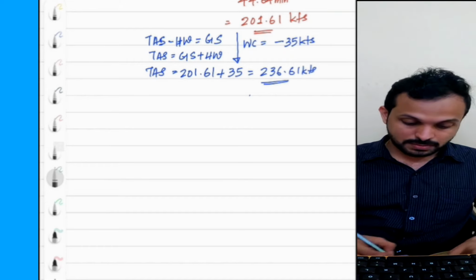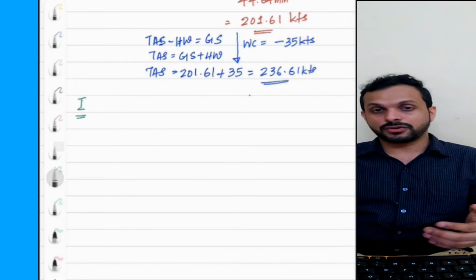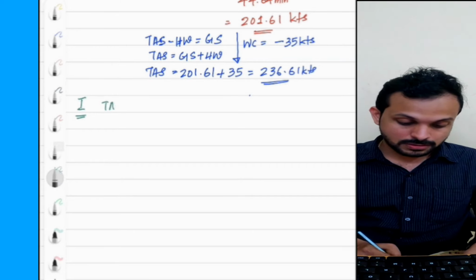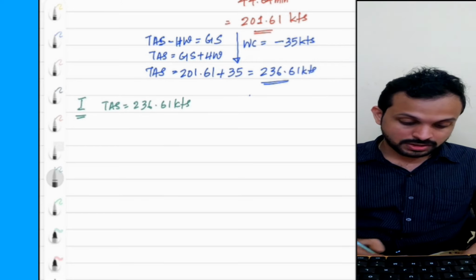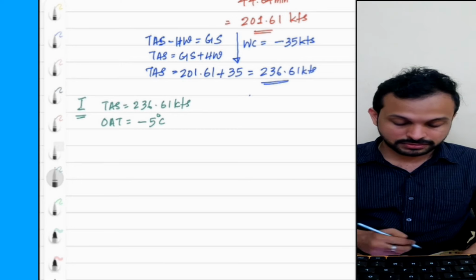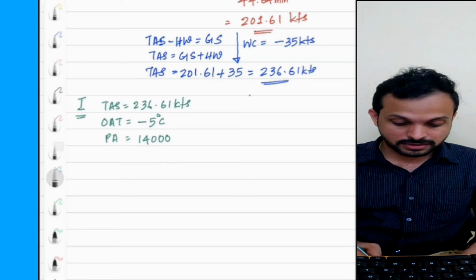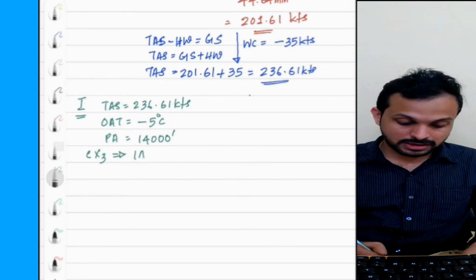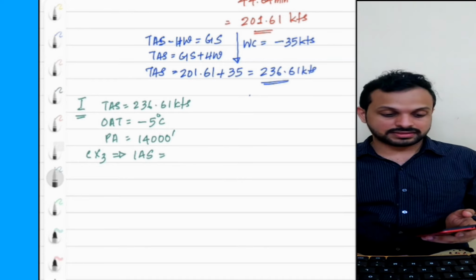Let's see that. So method number one is the normal method. We're just going exactly the way we came in, all the way in the reverse direction, where we have a TAS of 236.61 knots. We have an outside air temperature of minus 5 degrees Celsius, and a pressure altitude of 14,000 feet. Using your CX3 airspeed tab, you can find out the indicated airspeed. What you'll be getting is a calibrated airspeed. As I've told you, you can take it as indicated airspeed.